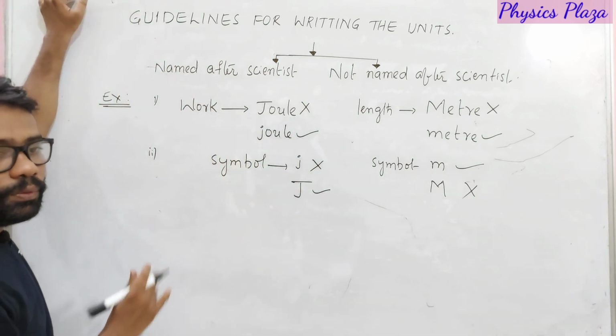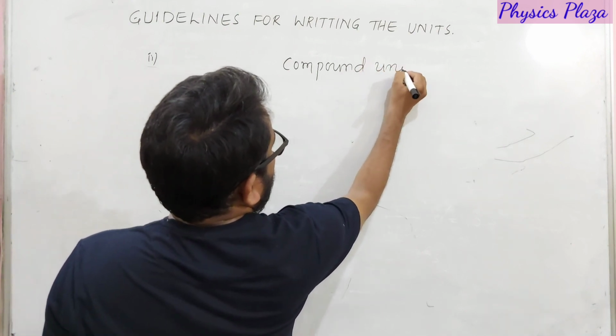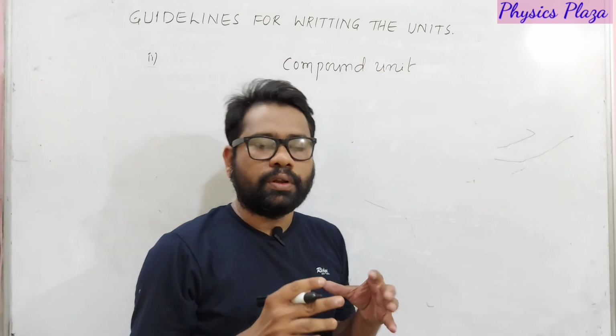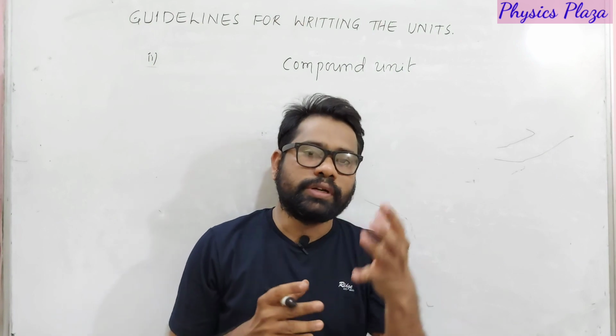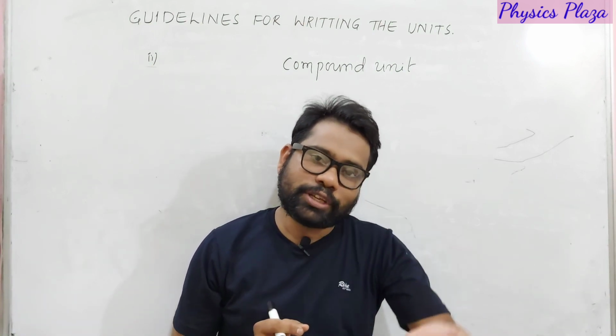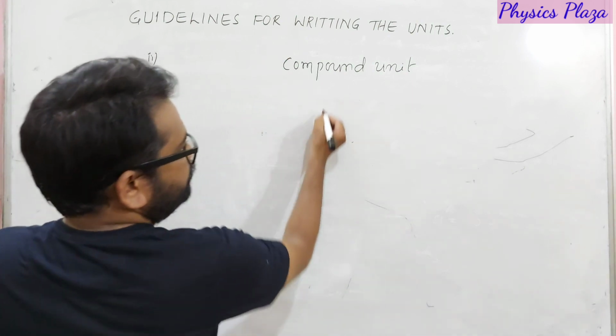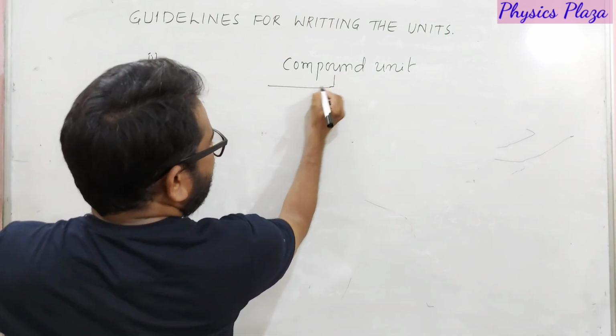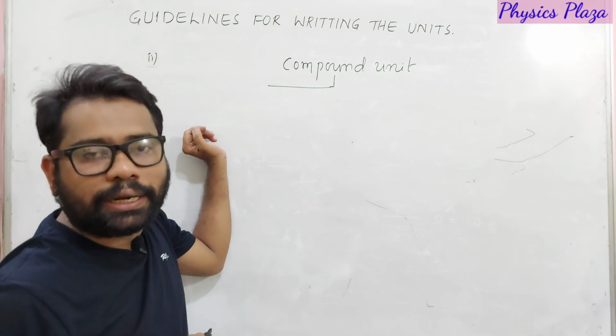Now let us see the second rule: compound units. Dear children, a compound unit can be formed with 2 or more units, a combination of 2 or more units. It might be formed by multiplication or division. Let us see, dear children. For example, let us take the unit of work.